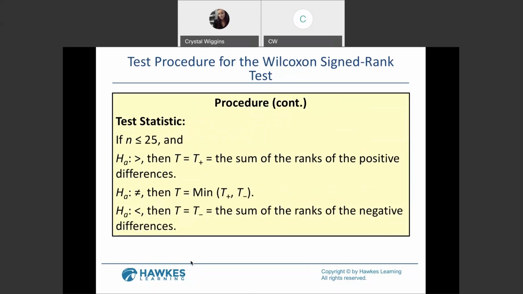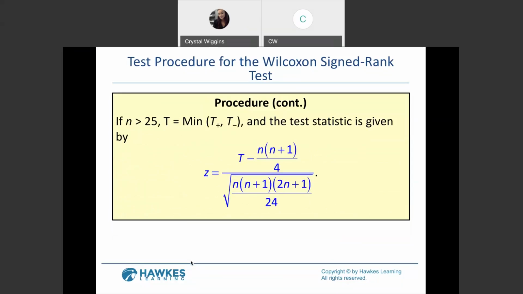The test statistic when the sample size is small depends on the alternative hypothesis. So for a right-tailed test, we use the positive sum. For a not-equal-to sign or two-tailed test, we take the smaller of the two sums. And for the left-tailed test, we take the sum of the negative signs. If the sample size is big, then the test statistic needs to be calculated by that formula. So that's the only annoying formula that you're going to have to use if you do get a data set that is larger than 25.